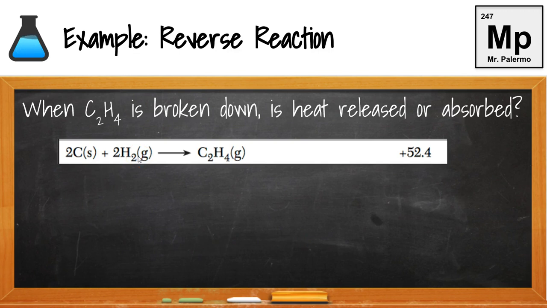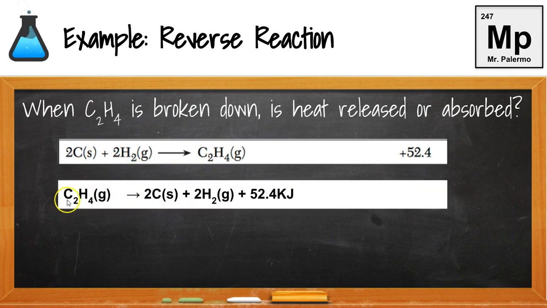What happens if it's reversed? If they ask you, when C2H4 is broken down or decomposed, is heat released or absorbed? Well, as we saw in the previous example, we were forming C2H4. So if we're going to break it down, we're going to reverse the reaction and go back to the left. So I'm actually just going to rewrite that as we see here. C2H4 produces 2C, 2H2, and 52.4 kilojoules of heat.